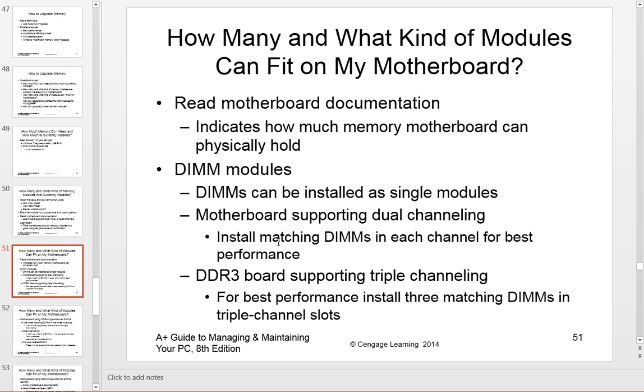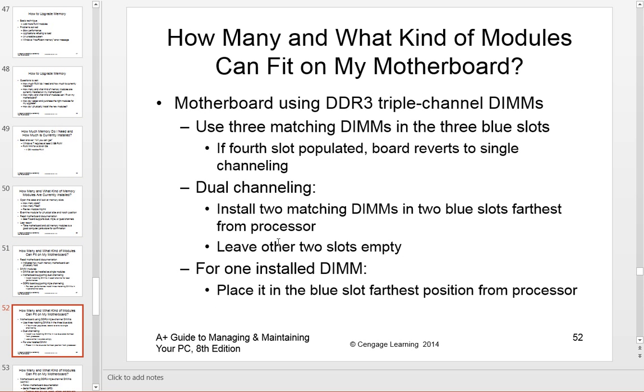DIMMs can be installed as single modules. DDR3 board supporting triple channeling. Again, going back and see what you can do if you have that ability for 3 channels. How many and what kind of modules can fit. Again, you need to look at matching 2 DIMMs for dual channels. If the 4th slot is populated, the board reverts to single channeling. So depending on how you want it done, 3 channel, dual channel, you need to make sure that you're looking these up so that you can adequately configure the RAM in the right way.